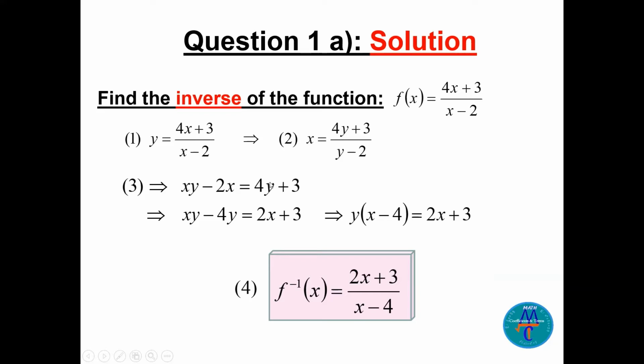Now to solve for y, we have to put all the terms that have y on one side and everything else on the other side. Take y as a common factor: y times the bracket x minus 4 equals 2x plus 3. We divide by x minus 4, and that will be the inverse of the function f.